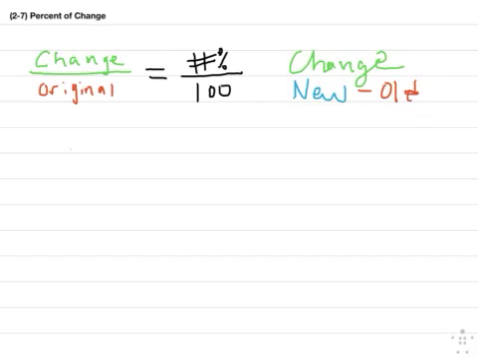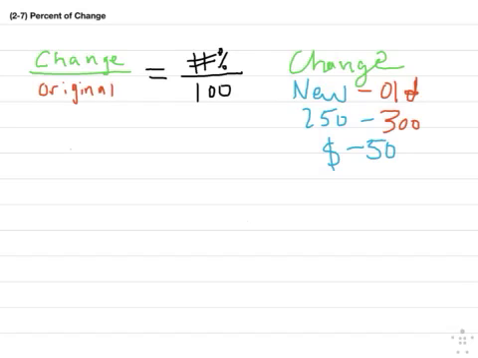Like, for instance, I bought a phone for $300, and then a month later I sold it and I got $250. What was the change? Well, I started with my old one. I bought it for $300, but then I only sold it for $250, right? So my change here is negative $50. I lost $50 on that.